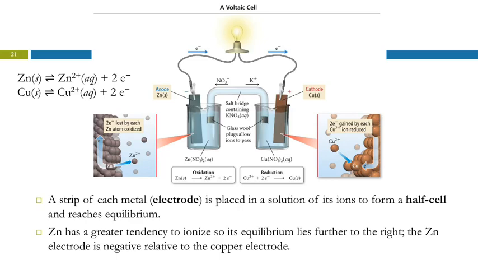The reaction is spontaneous because zinc has a greater tendency to ionize, and so its equilibrium lies further to the right, and copper has a lower tendency, and so it's going to lie more to the left. So the zinc electrode becomes negative with respect to the copper electrode. This is called the anode. That's the negative electrode, and this is the cathode.